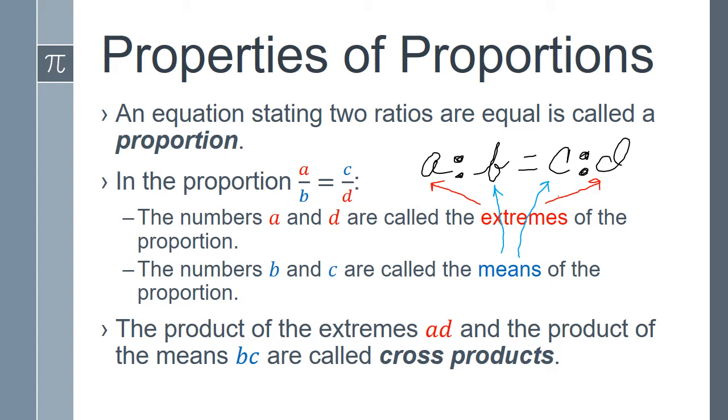Anyway, the product of the extremes and the product of the means are called cross products. So AD and BC are cross products. If you remember, you've done this before, you did some what we call cross multiply and divide. Okay, that's working with proportions. So you've been doing this for a while. This is nothing new.